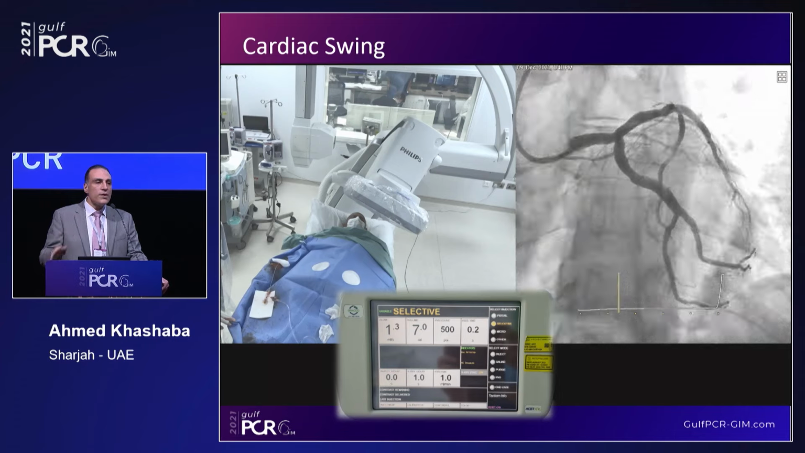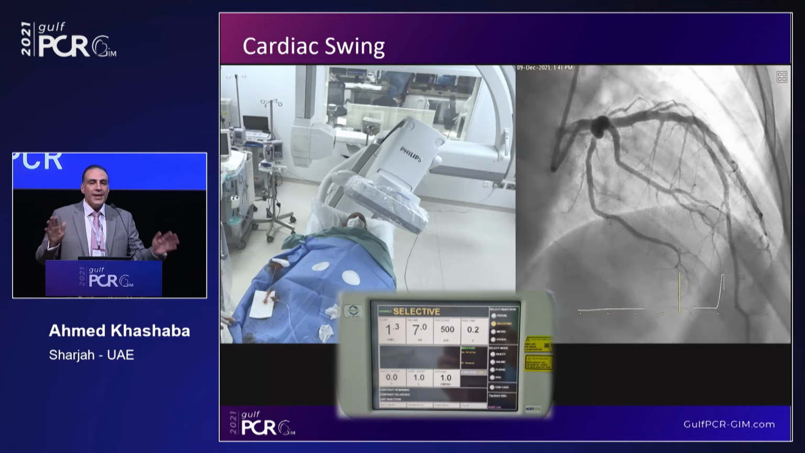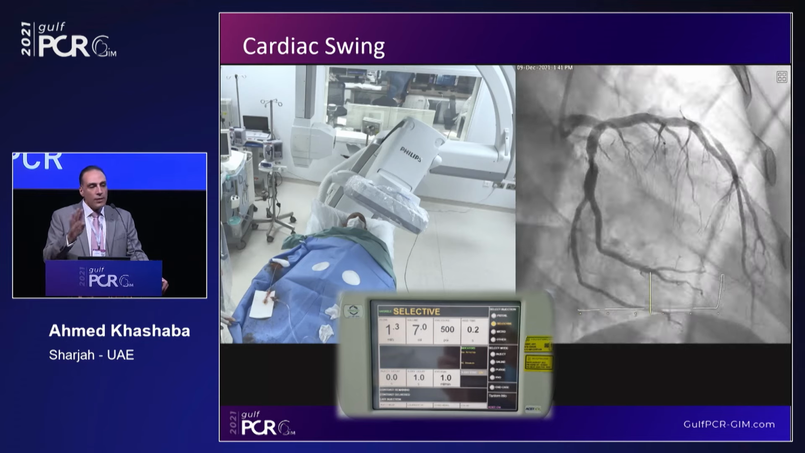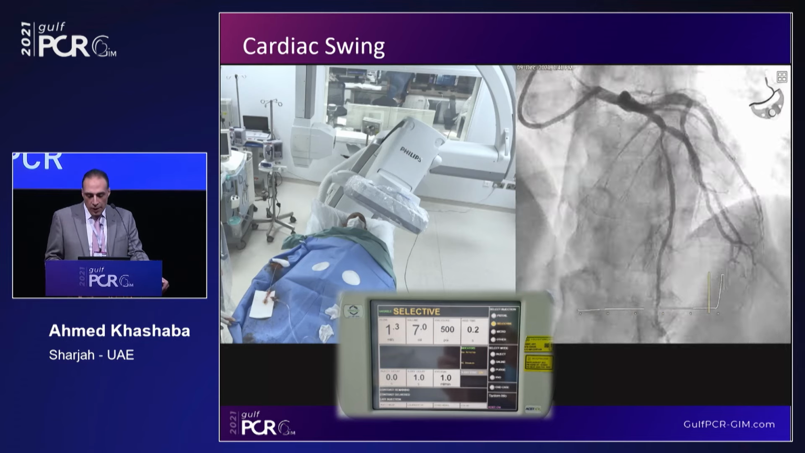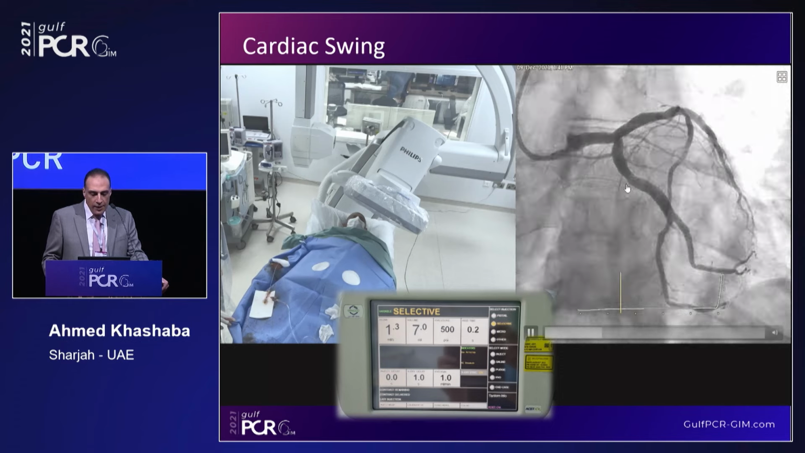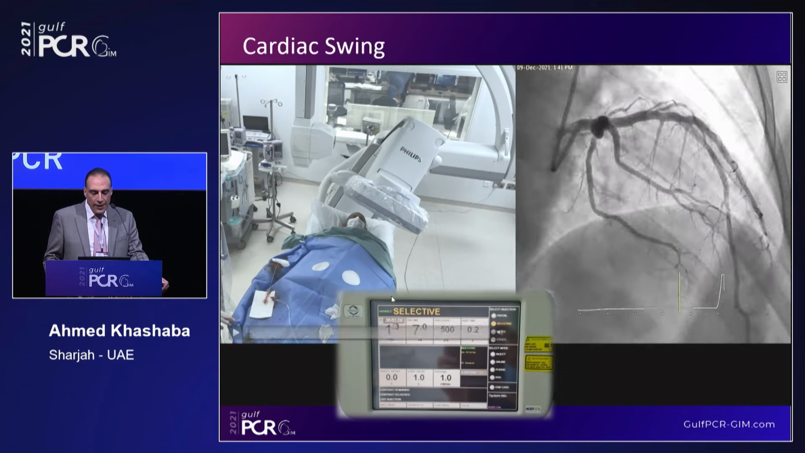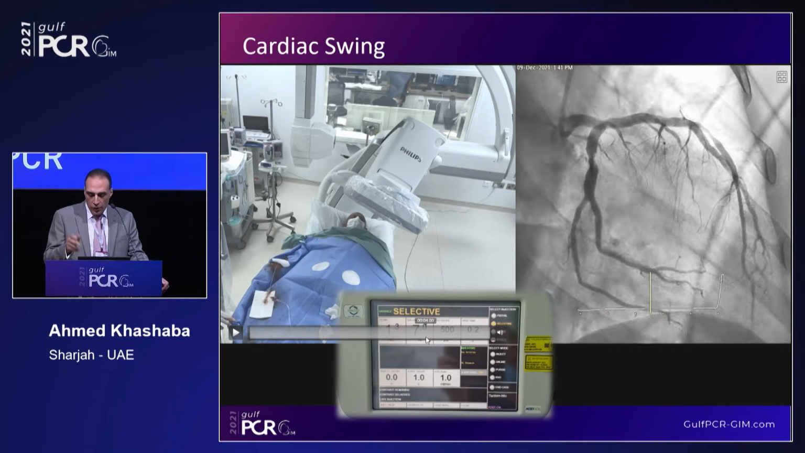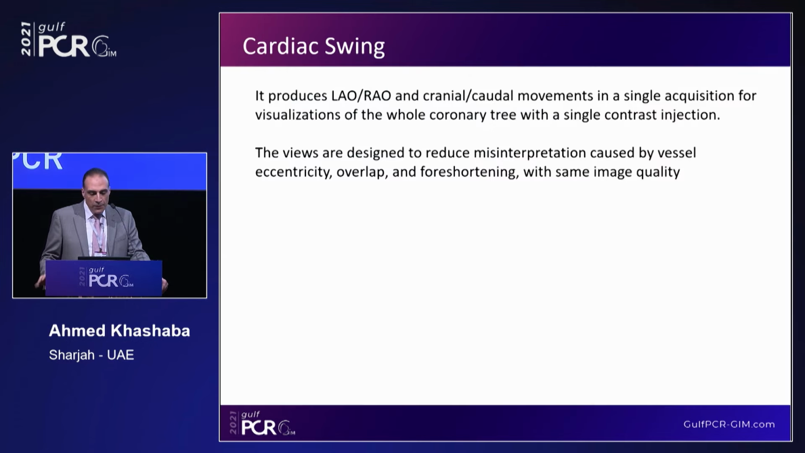So we do it with 4 cc's only of contrast. So you can take a full image of the whole coronary tree in 2 injections amounting up to 11 cc's altogether. And this is the injector, automatic injector settings. I put it at 1.3 cc per second for 5 seconds, a total amount of 7 cc's.